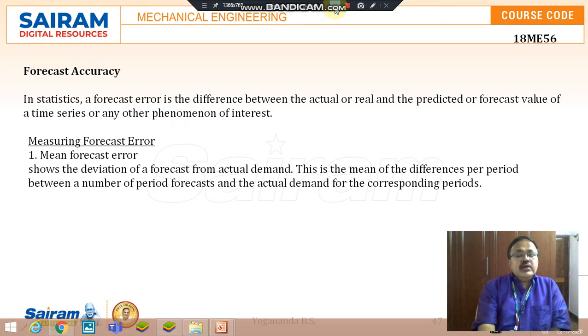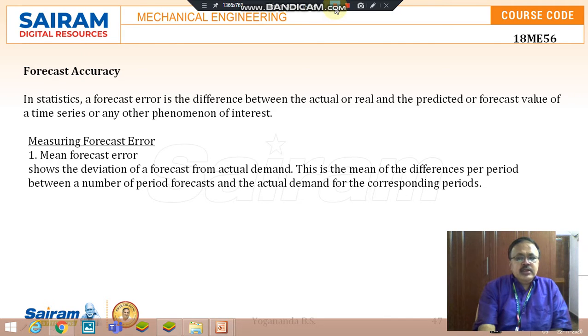We are discussing forecast accuracy. In the previous sessions, we have discussed numericals on finding the forecast for the given data for the future period. So, forecast accuracy. In statistics, we call the forecast error the difference between the actual value and the predicted value, the forecasted value, or any other phenomena of interest.